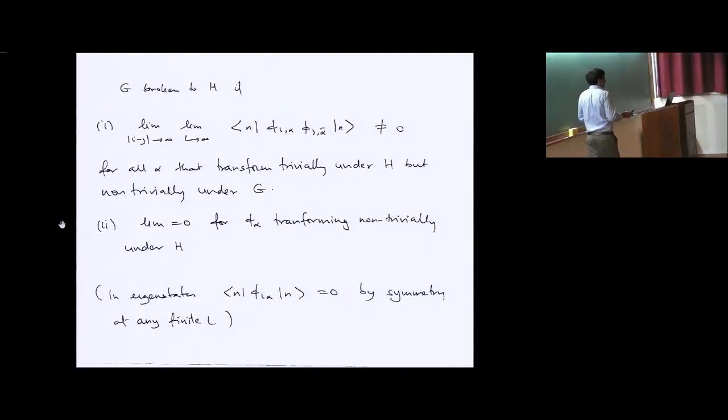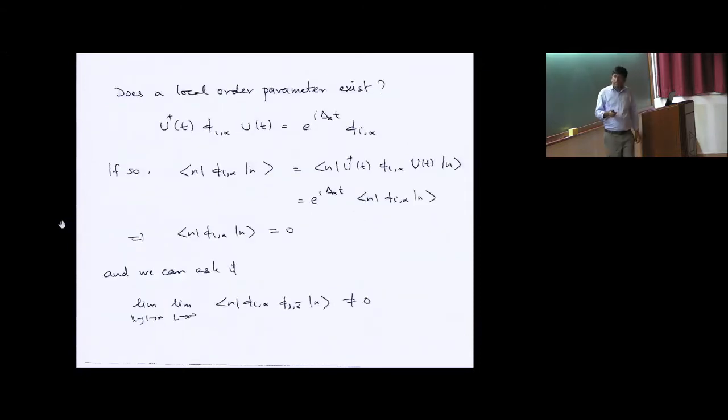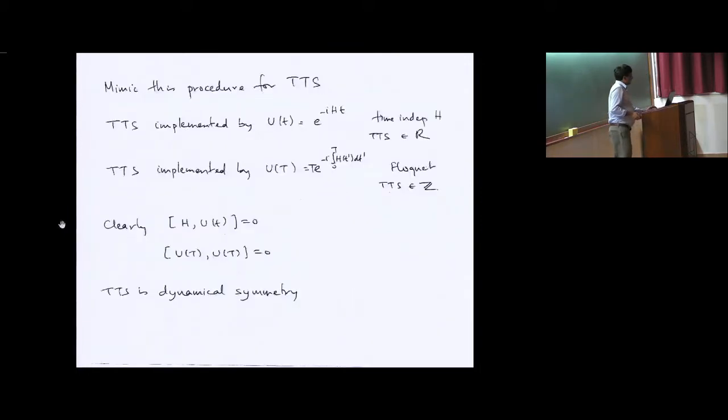If there's a remaining subgroup, then you want the statement that the order parameter, depending on whether it transforms under the subgroup or not, follows this or it doesn't. Okay. So let's come back to time translations, which I think I have these slides mixed, so let's do that.